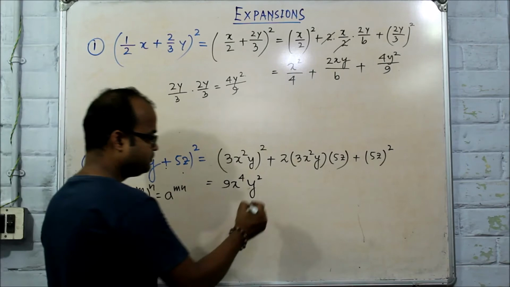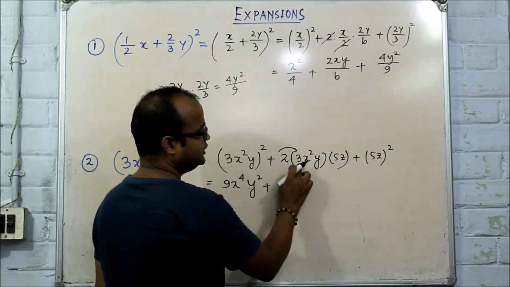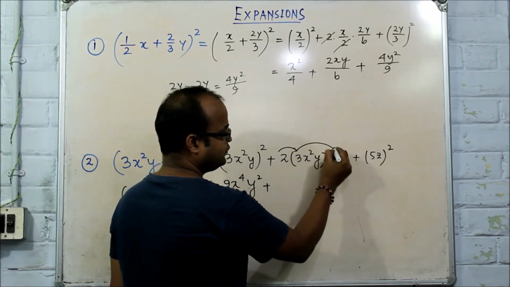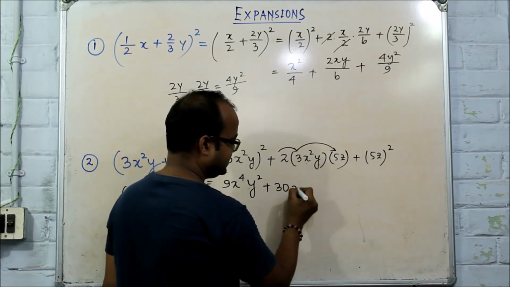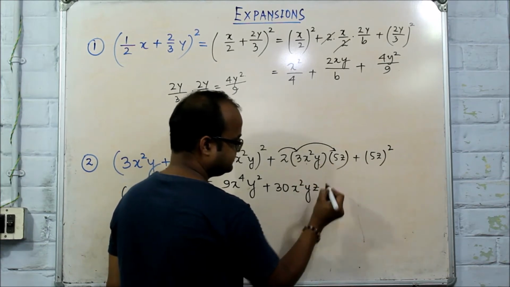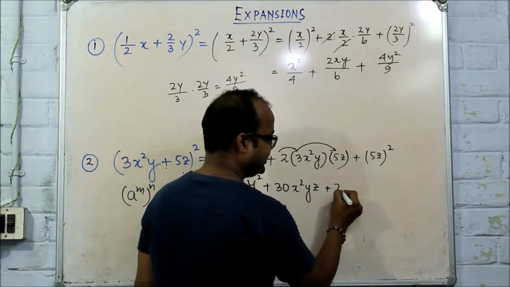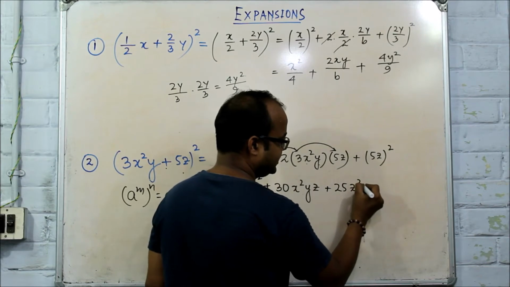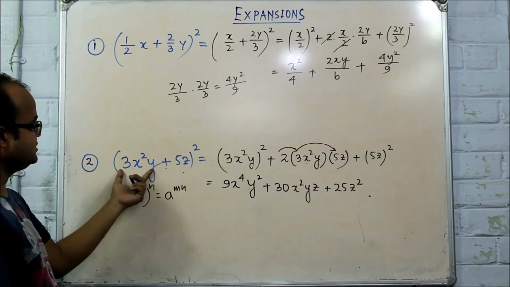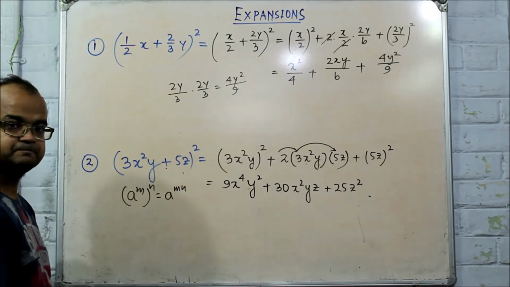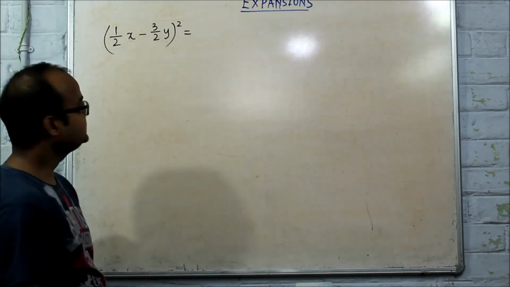Clear? Plus, multiply the numerical coefficients first: 3 into 2, 2 into 3, 6; 6 into 5, 30. So 30 x square yz. Plus 5z whole square, which means 25 z square. So we have expanded the term 3x square y plus 5z square. Clear? Let us discuss this problem.